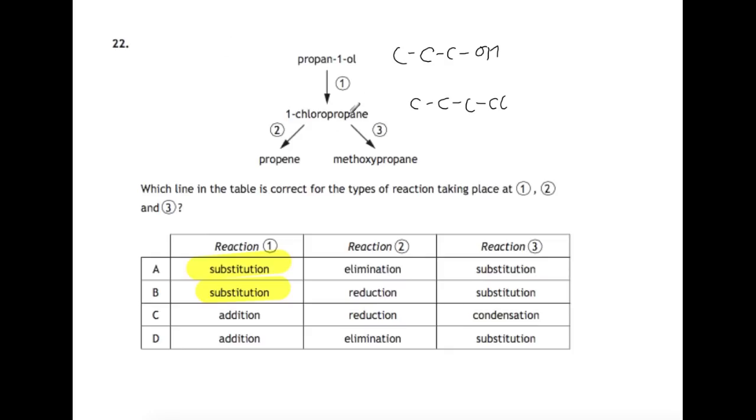And then we're going from our 1-chloropropane to propene. So we've removed the Cl and an H from the molecule to produce a double bond, and then here we have taken the Cl and replaced it with an OCH3. So for the second step we have eliminated some atoms, and for the third step we have substituted. So A is our answer.